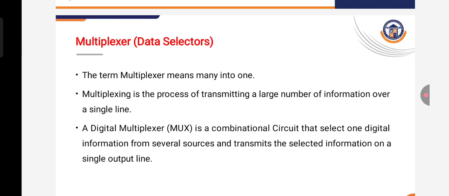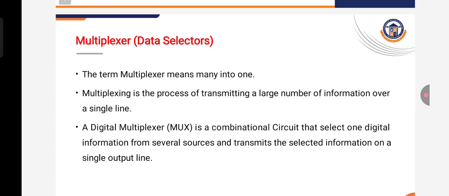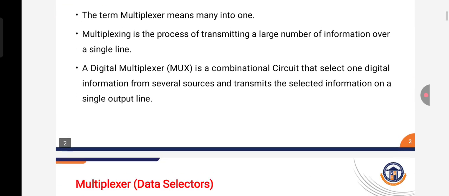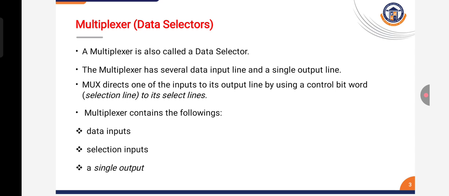So it has 2 power n input lines, n selection lines and a single output line. That's why it's called many into one. A multiplexer is also called a data selector. It has several data input lines and a single output line.